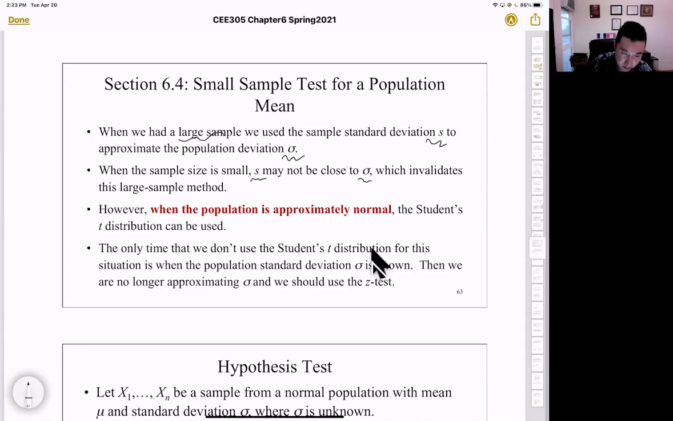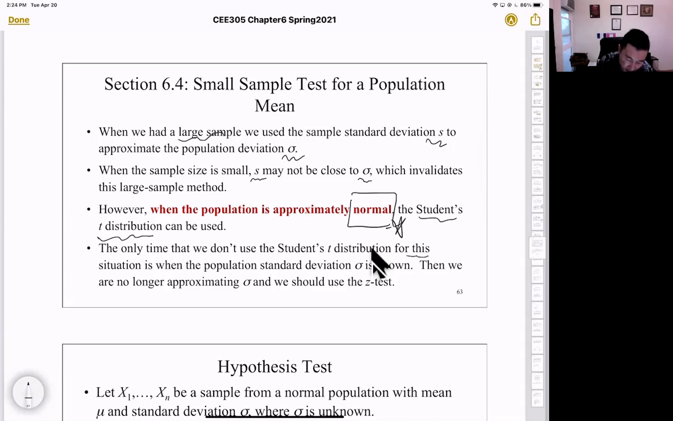Okay, when the sample size is small, we have an actual condition, which is the population needs to follow a normal distribution. This is the same case for confidence interval. When we have a small sample, we have an actual requirement for the population. It needs to follow a normal distribution. So same as chapter 5. So if it follows a normal distribution, then we can use the student's T distribution.